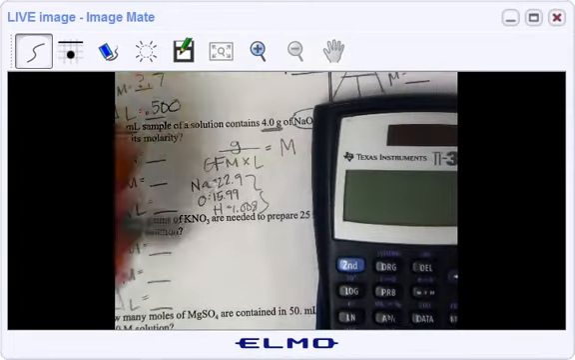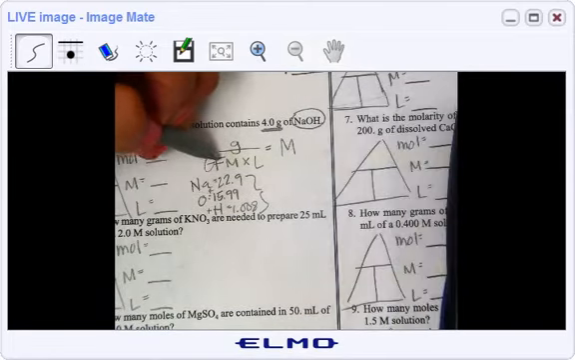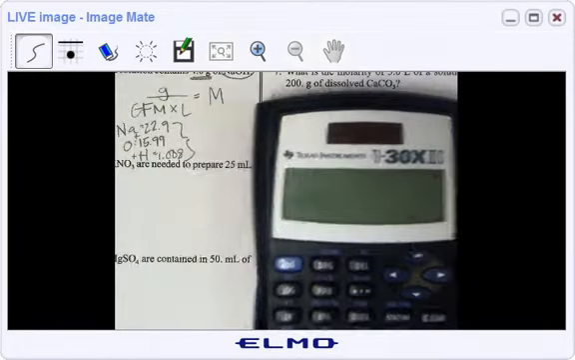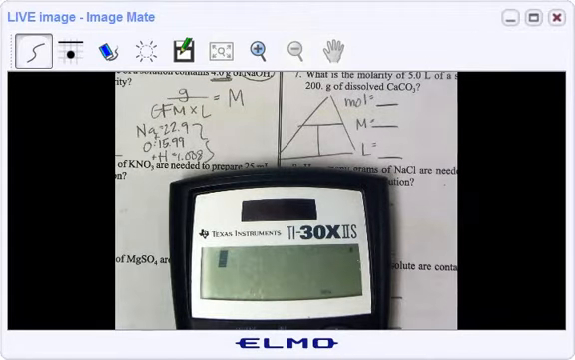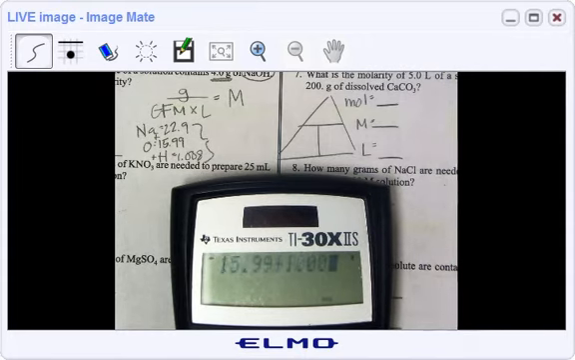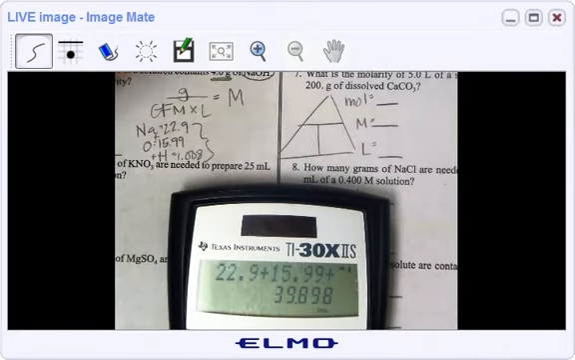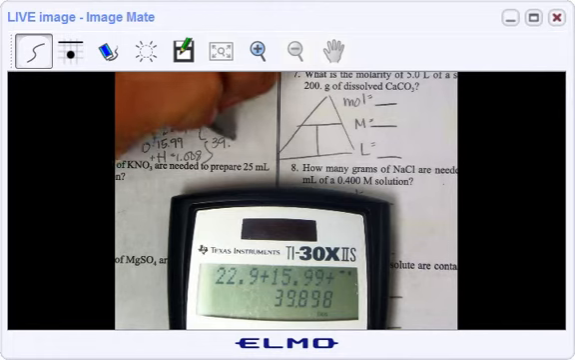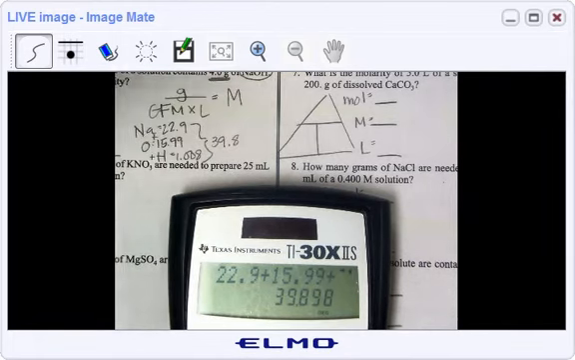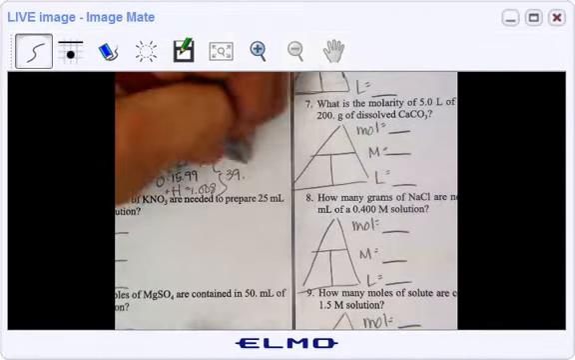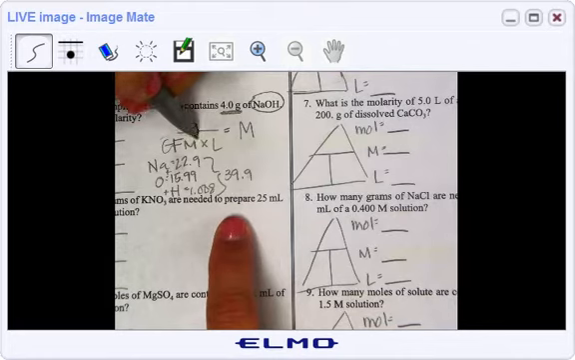So I'm going to add these all up. That's going to give me the GFM, the weight of NaOH. 22.9 plus 15.99 plus 1.008. So NaOH weighs 39.8. And that's fine. You can leave it at that, or you could do 39.9. Just round up. So we have this, okay?